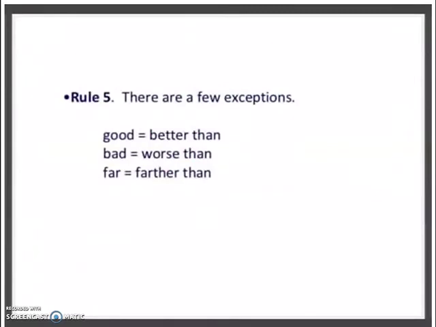Rule number 5. We cannot add er or more to all the adjectives because there are a few exceptions. For example, good, we cannot say gooder or more good. It becomes better than. As well as bad, we cannot say badder or more bad. It becomes worse than. Far, farther than.